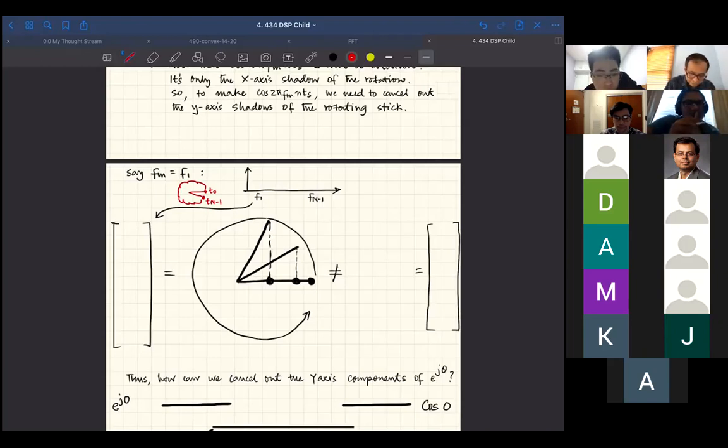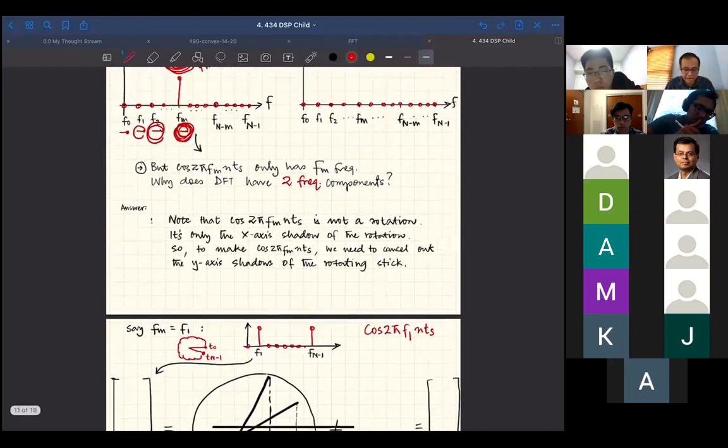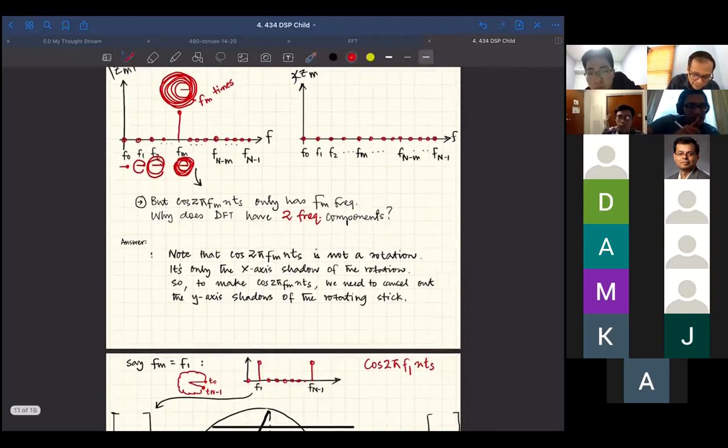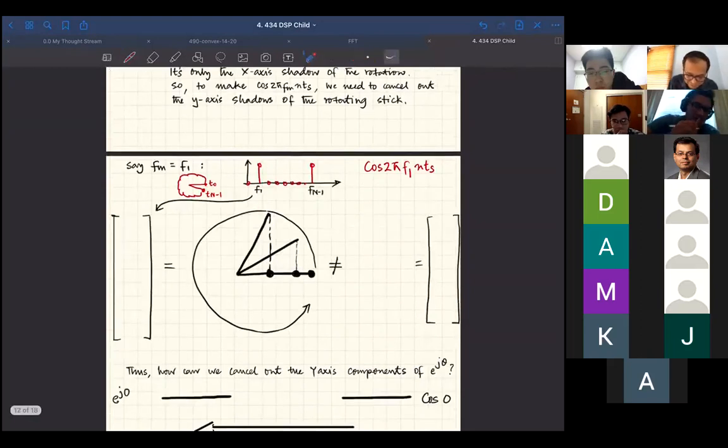So now, for cos 2 pi f1 nts, the FFT is this. We said at fm and fn minus m, there will be two values at fm and fn minus m. So for f1, it's at f1 and fn minus 1. That's what the FFT is going to be for this cos 2 pi f1 nts, right? Okay, now I think it will help.